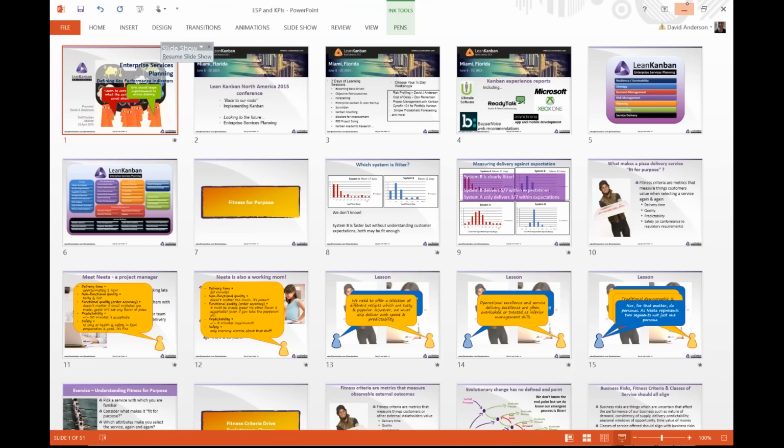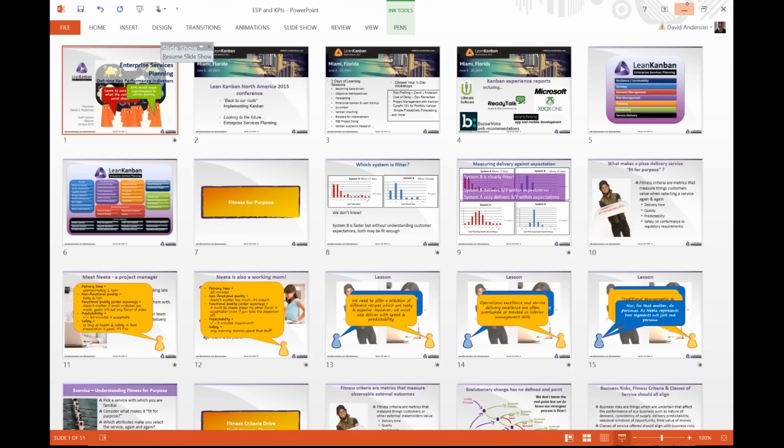Okay, so you can see this enterprise services planning, defining key performance indicators. There might be one or two of you on today's webinar who saw me give the keynote speech at the Agile Business Conference in London in November, and some of today's content is reused from that speech.